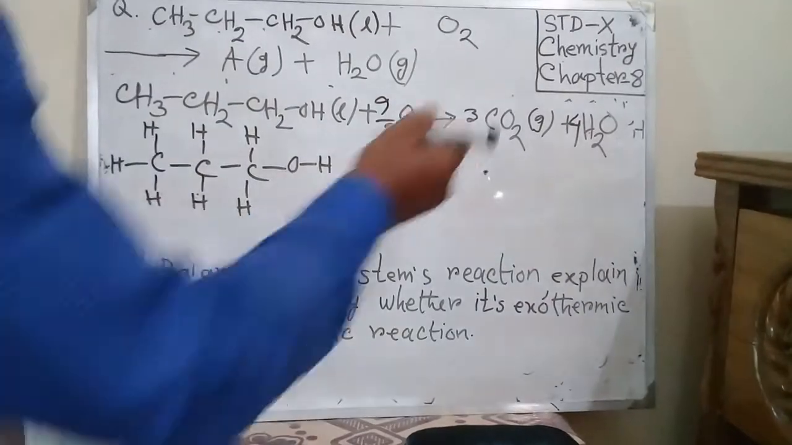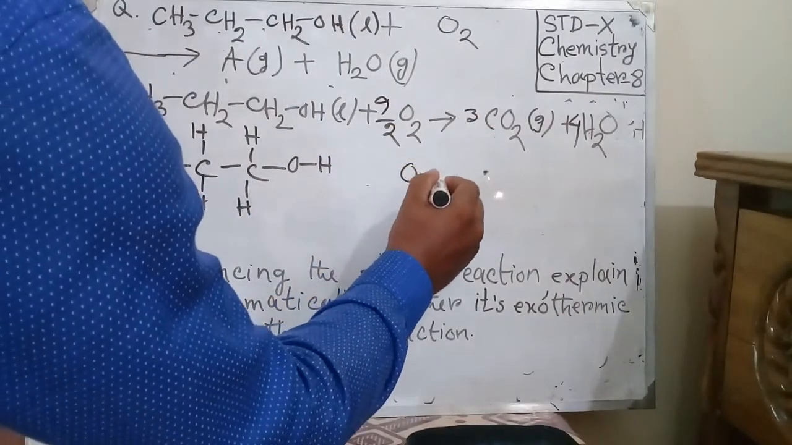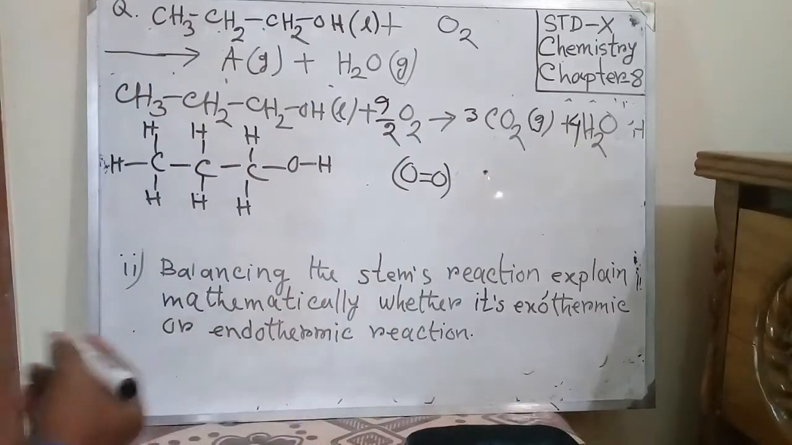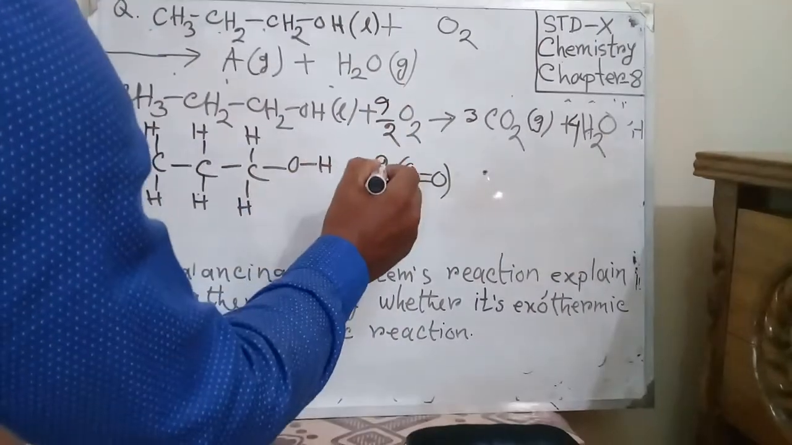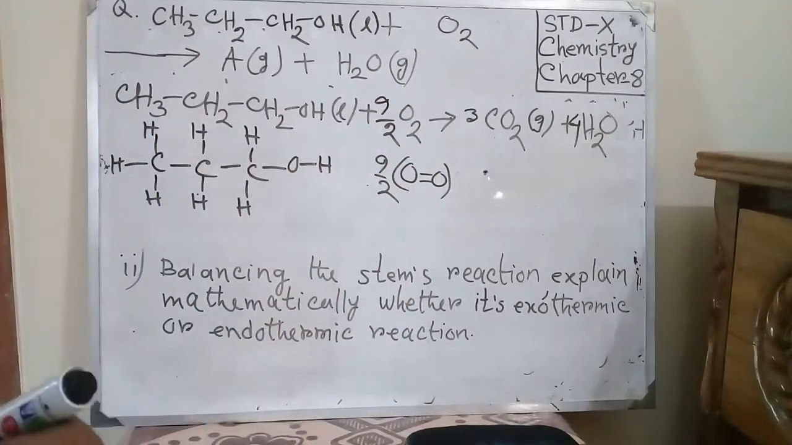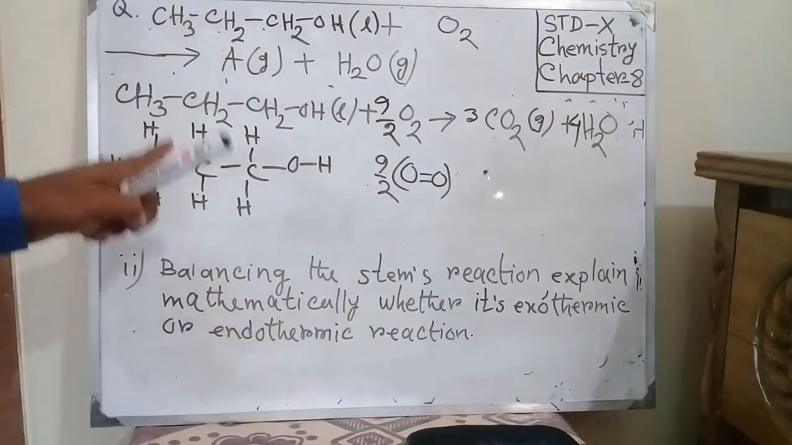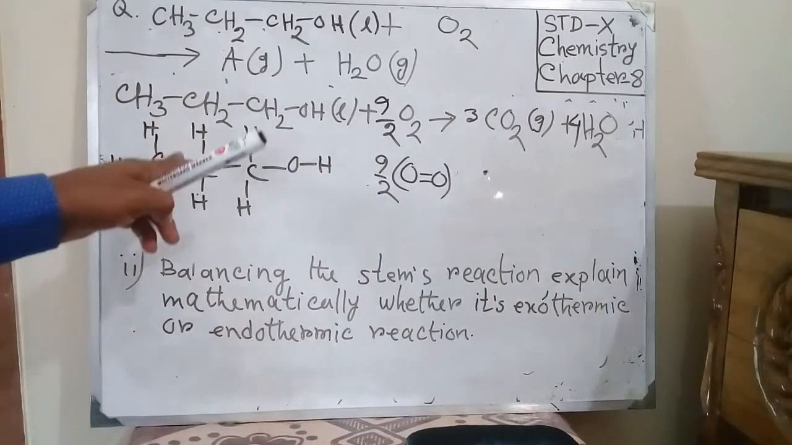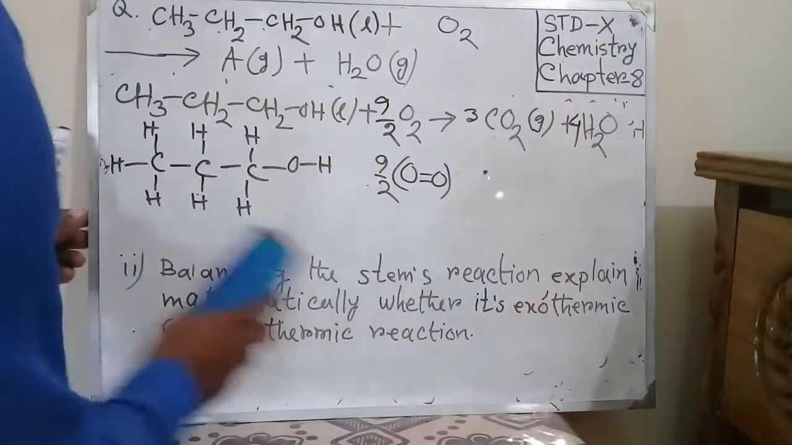And this oxygen double bonds and 9 by 2 molecules. So how many bonds are at the left side? We will count now.